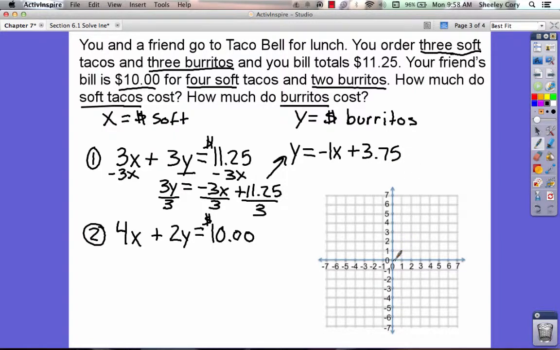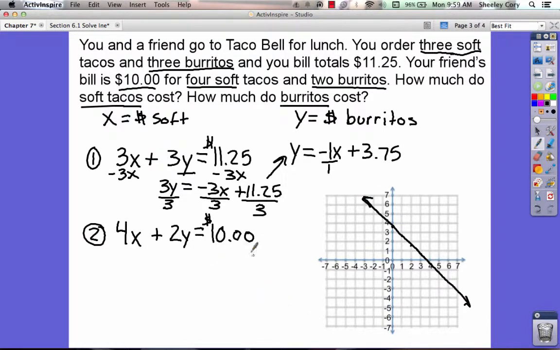If I go up to 3.75, that's 1, 2, 3.75 would be right here. That's my y-intercept. Down 1 over 1. I'm going to go down 1 to here, over 1, mark it right there. Down 1, over 1, mark it right there. Down 1, over 1, mark it right there. I'm going to do that until I get enough points to where I can graph this relatively close to what it should look like.